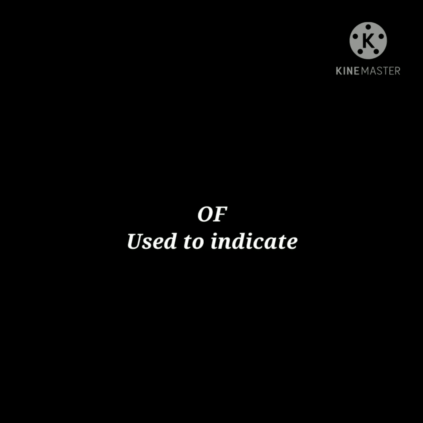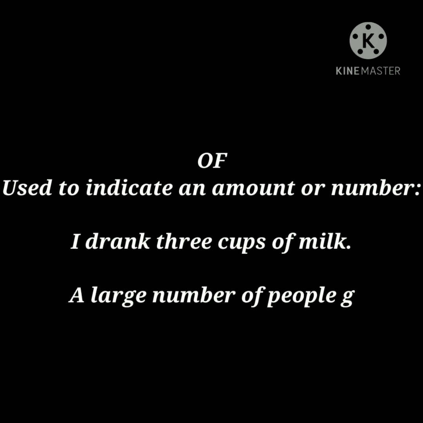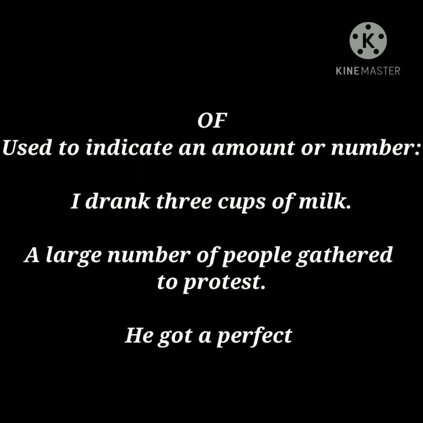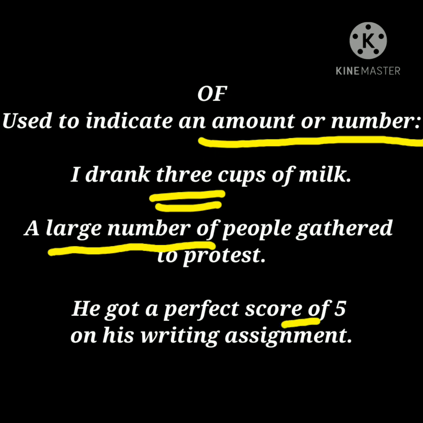Of is also used to indicate an amount or number. Examples: I drank 3 cups of milk. A large number of people gathered to protest. He got a perfect score of 5 on his writing assignment. So here you can see 3 cups of, a large number of, and score of 5. Here you can see how of is used for numbers. I think you understood how we use of.